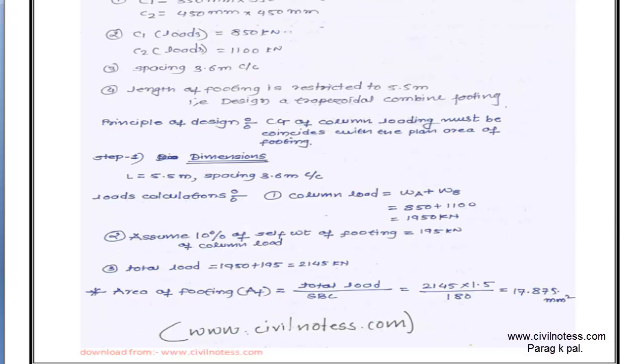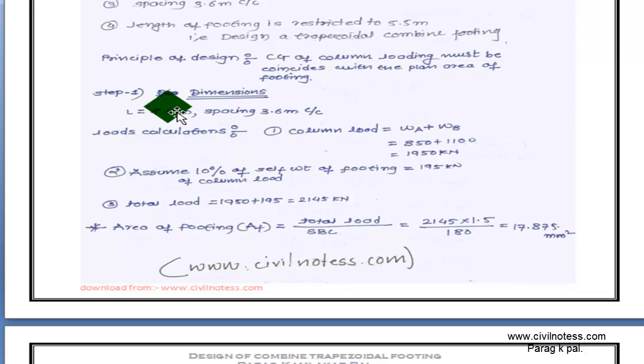Length we know, spacing we know. So first of all, load calculation. In step number 1, we are calculating the basic requirement. In the load calculation, first take the column loads coming along. WA is the load from column A, WB is the column B load. Now 850 plus 1100 we add, this is 1950 total load, but this is the working load of the column, not a factored load.